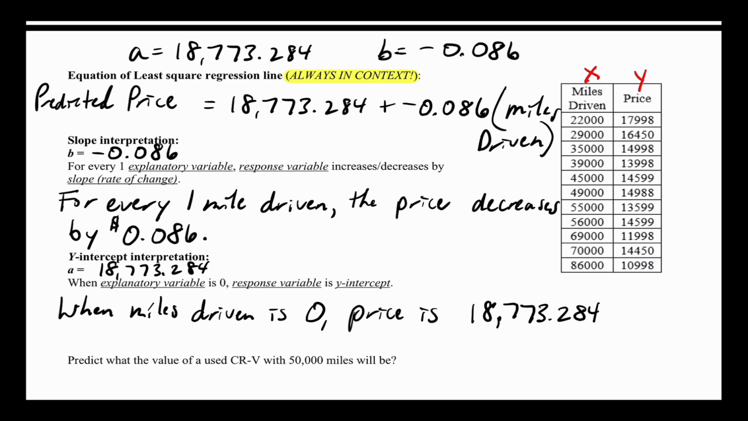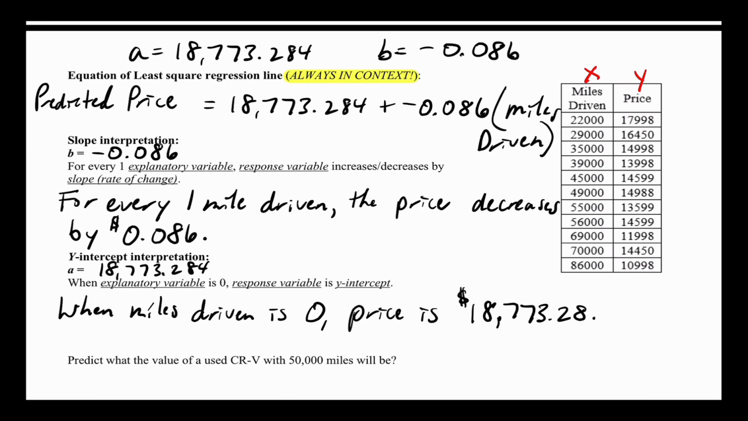So we say when miles driven is 0, price is, we got a label. You've got to label it with the correct units, since it's dollars. And since it's dollars, we probably don't need that 4 at the end because with pennies, we don't go past 2 places with money. It's not wrong if you put it there, but just to be a little more correct.